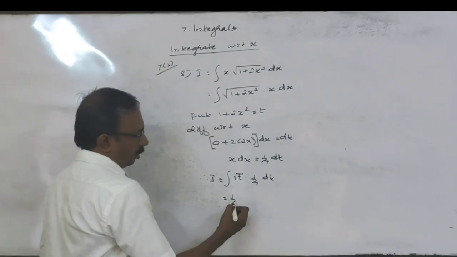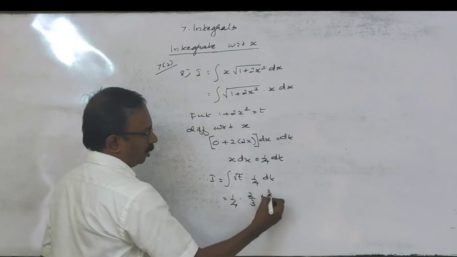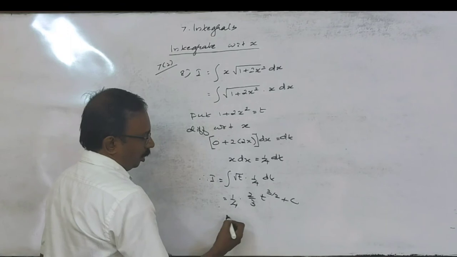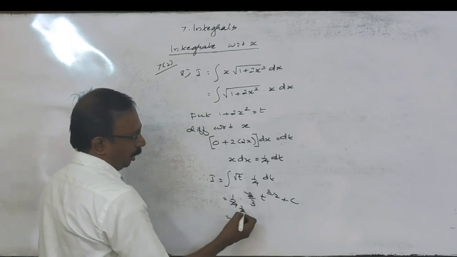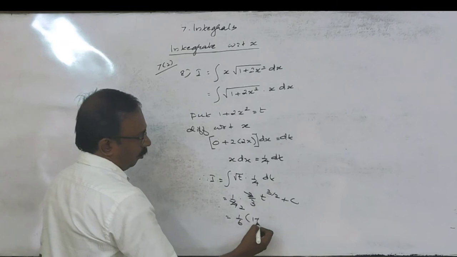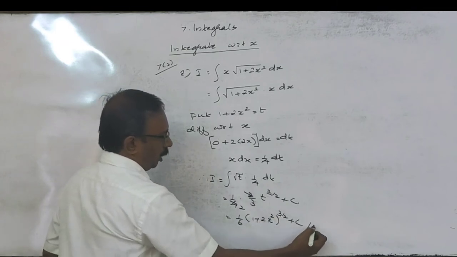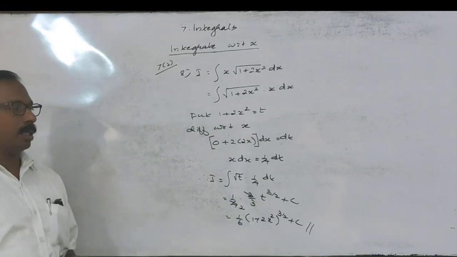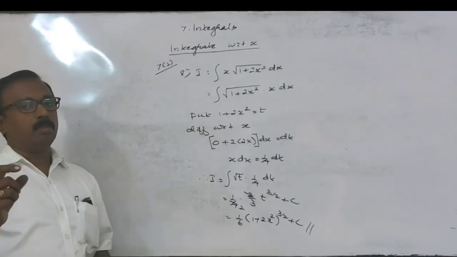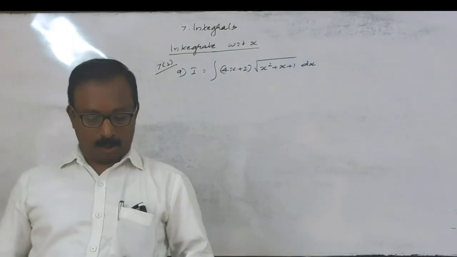1 by 4 is a constant, and the integral of root t is 2 by 3 into t raised to 3 by 2 plus c. So the answer is 1 by 6 into 1 plus 2x square, the whole raised to 3 by 2, plus c. The last one was done using type 1, type 3. Now we get to the 9th question.